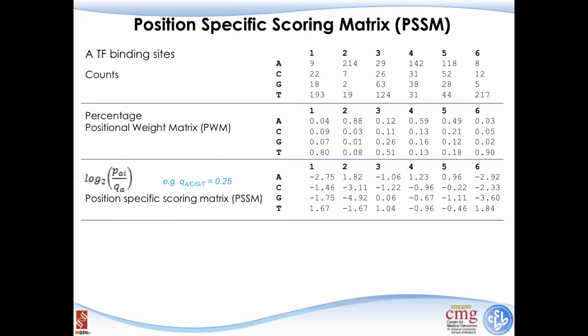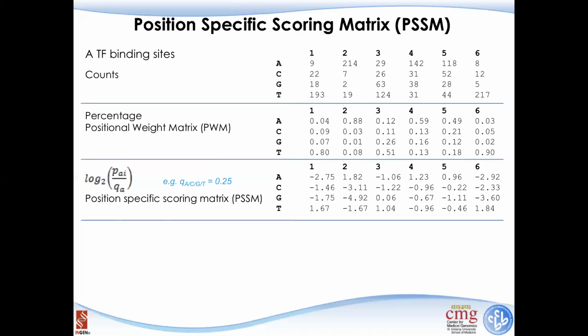Actually, in most cases we don't use this, especially in the human genome. We know GC has a lower frequency than AT, so this cannot be the correct one. But here, for simple comparison, I just use 0.25 to avoid confusing you. So we divide by this one, and then we get this matrix first.